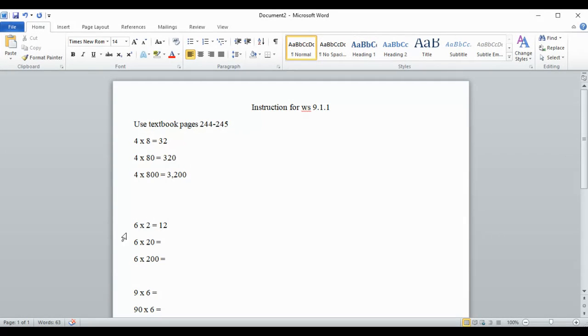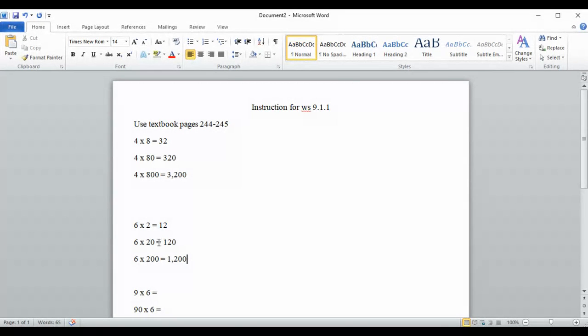So then when we look at this problem, we have 6 times 2, or 6 groups of 2, which gives us 12. If we have 6 groups of 20, it's going to give us 120. And if we counted by 20s, we can say 20, 40, 60, 80, 100, 120. And then when we have 6 groups of 200, or 6 times 200, we're going to end up with 1,200.